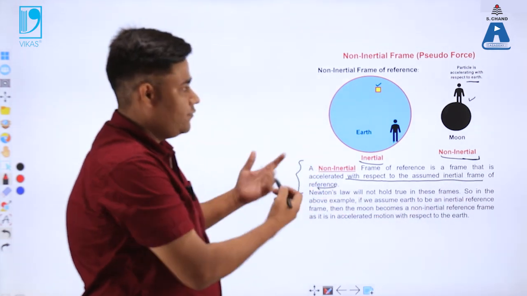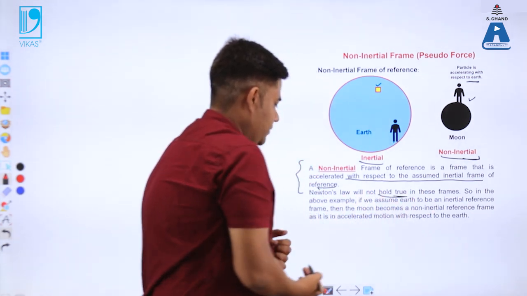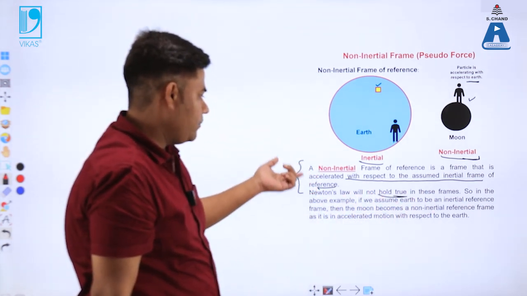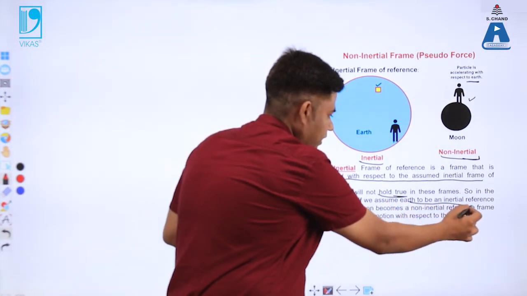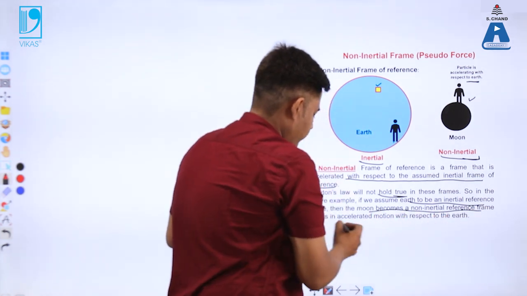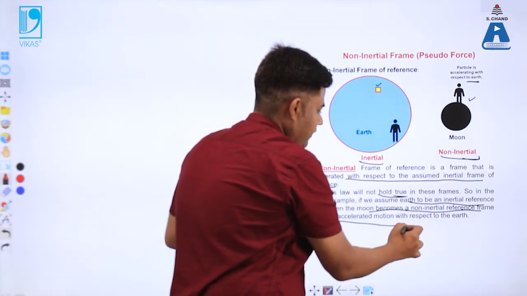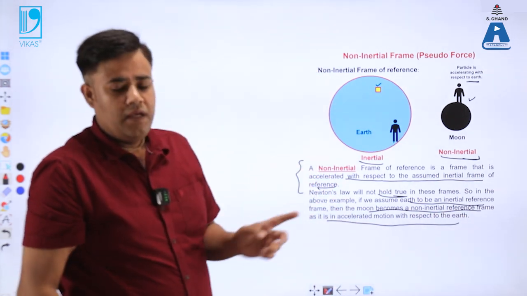And here, as I have mentioned, Newton's law will not hold true in these frames. I have given you an example of this Earth and Moon situation. If we assume the Earth to be an inertial frame of reference, then the Moon becomes the non-inertial frame of reference, as it is having accelerated motion with respect to the Earth.